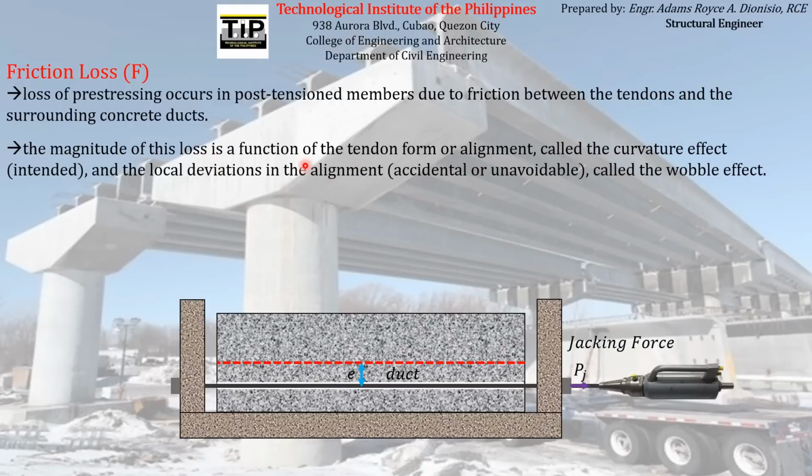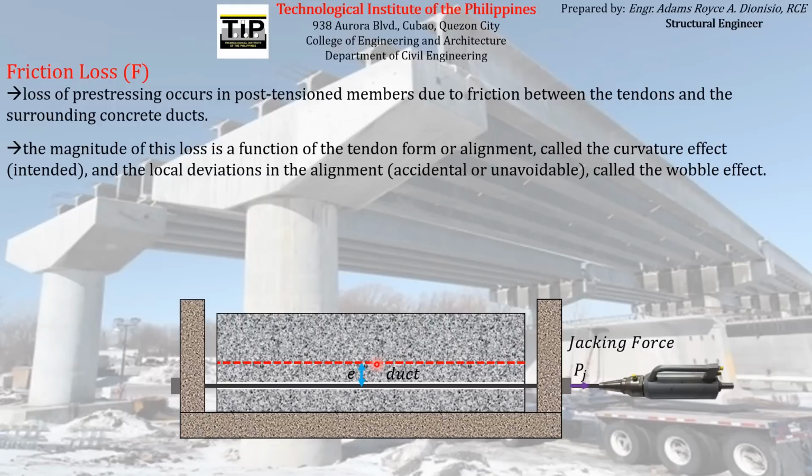Again, that scenario is what we call the wobble effect, which adds up to the friction loss that is being induced from the curvature effect. Therefore, friction loss is a total of the curvature effect and the wobble effect. Later on, we will derive formulas for finding the curvature effect and wobble effect.